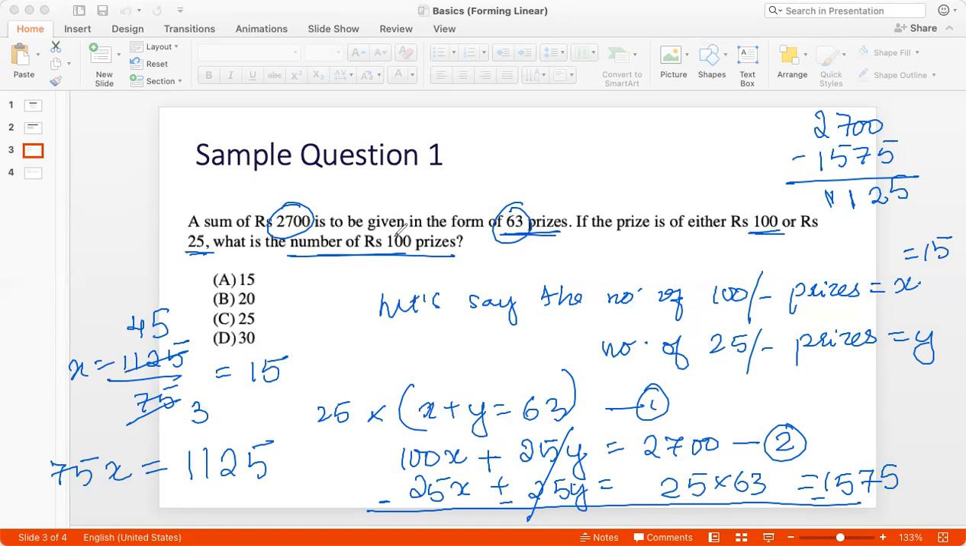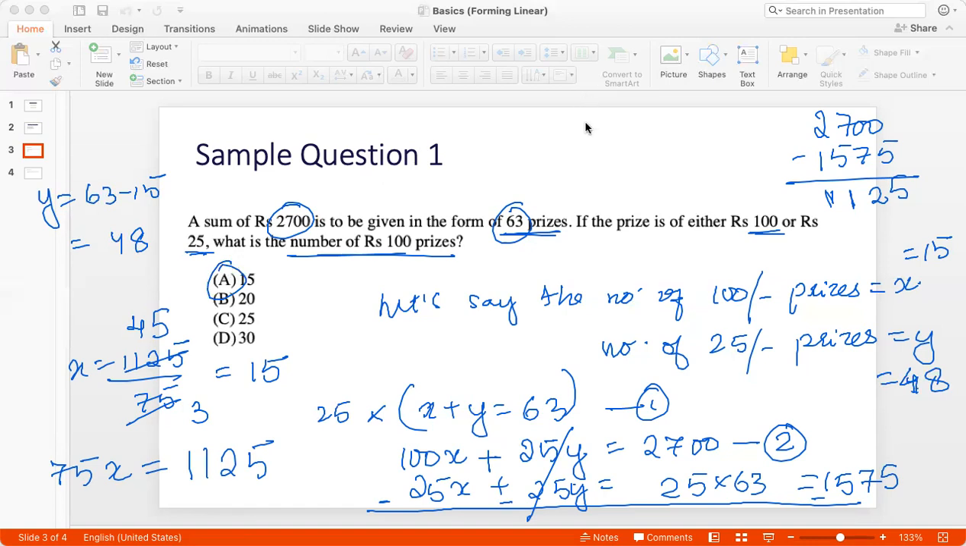We can find y by plugging in the value of x in any of these equations. For example, actually, let's just find it. x plus y was 63. So y is 63 minus 15, which is 48. So the number of 25 rupee prizes is 48. So the question was asking me the number of 100 rupee prizes, and that's 15, option A.